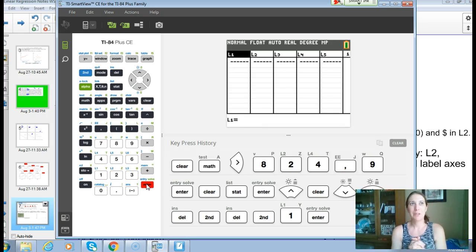So I will tell you that if you already had something in your old list 1, it'll have a memory of that and it'll put it back in. It's like an undo key, essentially. All right, so anyways, I digress.